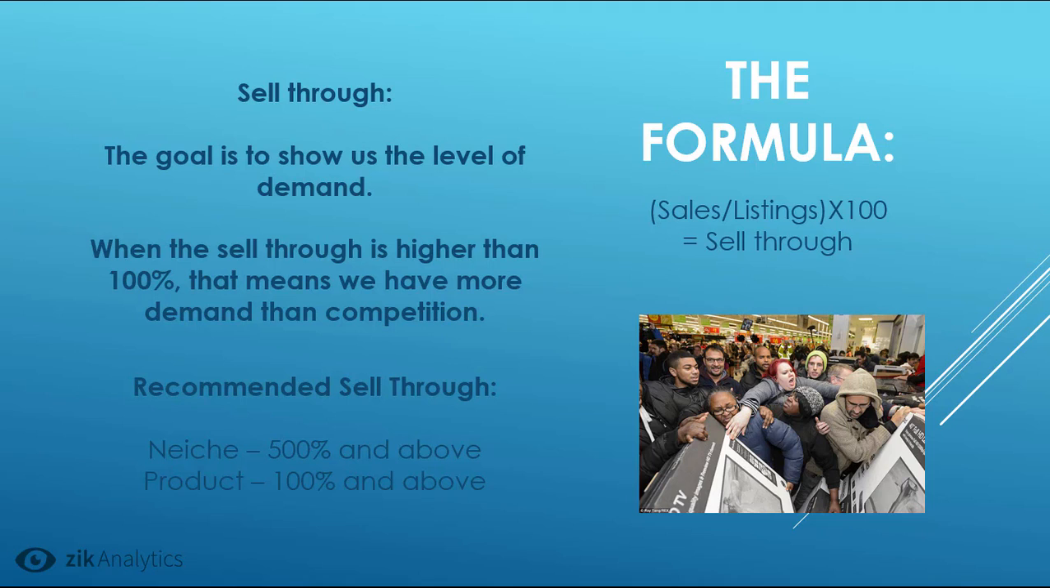When the sell-through is higher than 100%, that means we have more demand than competition. The recommended sell-through for a niche is 500% and above, and for a product it's 100% and above. I hope that's clear.